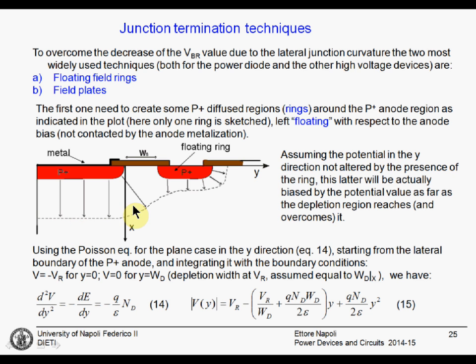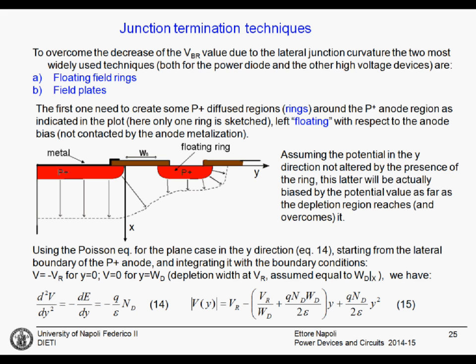The idea is, if you design this ring at the right distance from the main junction, with the right width, you can deploy this depletion region with smaller curvature. Without the ring, you have this depletion region that ends here, for example. With the ring, the depletion region ends here, and you have larger curvature. You tend to have a one-dimensional behavior.